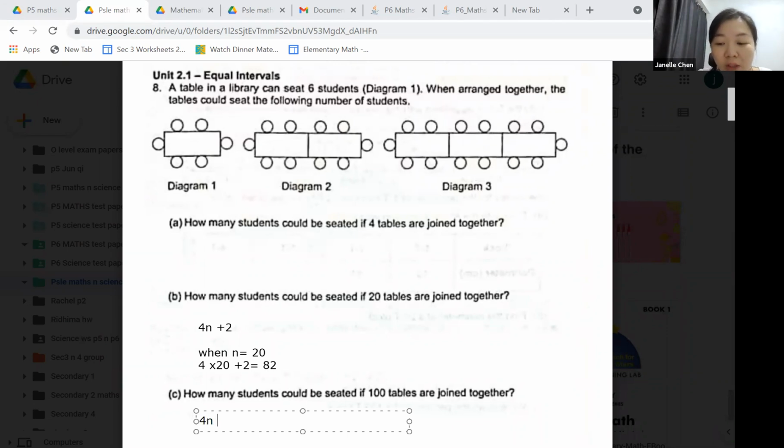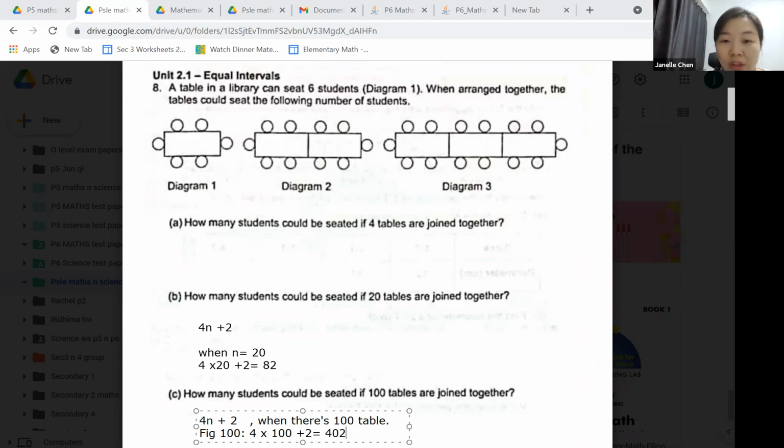So we have 4n plus 2 in this case, and when there are 100 tables, we also know that the table and the figure number are directly linked, right? So it means it is figure number 100. When it's figure 100, what we have is 4 times 100, because our n term in this case is 100, and then we plus 2. So if I plus 2 here, I'll have 402. I do not need to list everything now. And that's how you get the answer for constant difference questions.